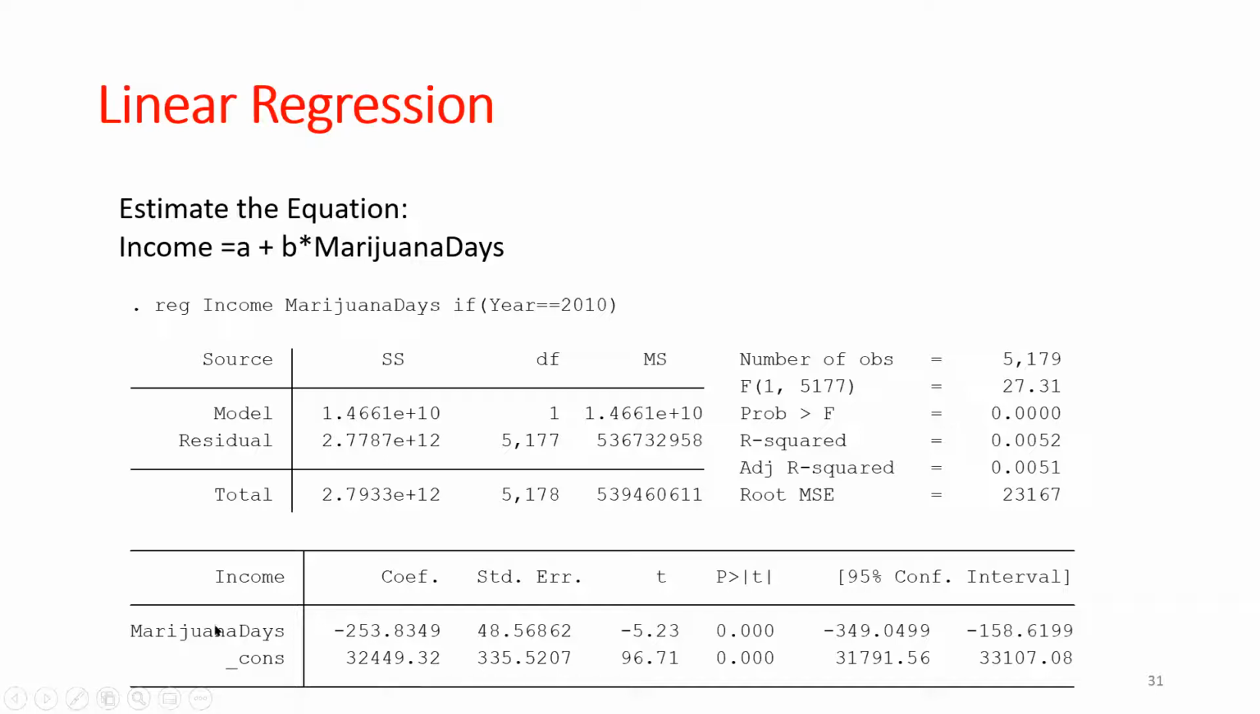Then the interpretation of the coefficient on our X variable, the number of days someone uses marijuana each month, will be that for every additional day you use marijuana in a month, you could expect somebody's predicted income to go down by $253. And the p-value is pretty much 0, so we could say this is statistically significant at the whatever level, right? 1, 5, or 10% level, or that it's different from 0.